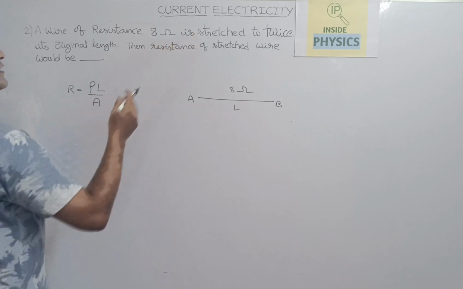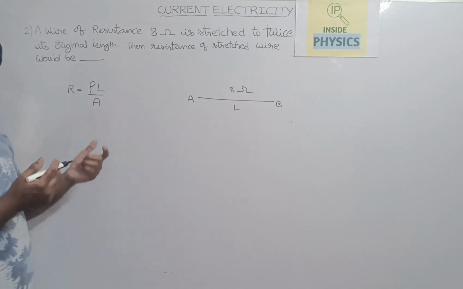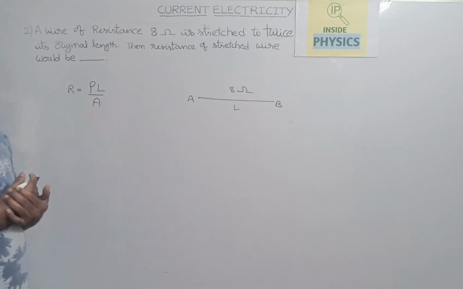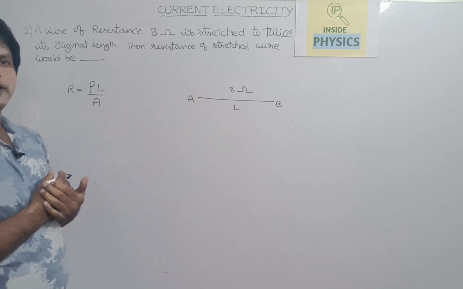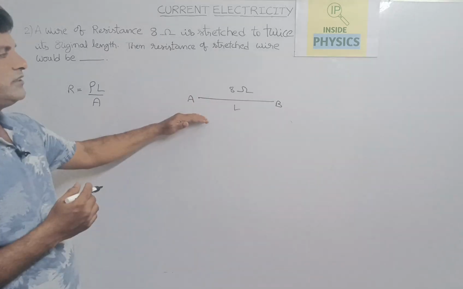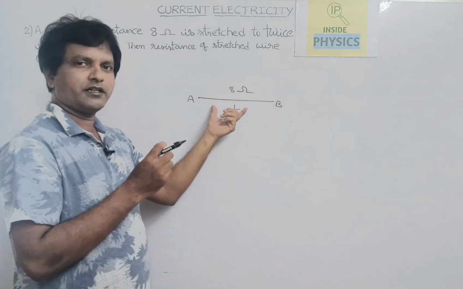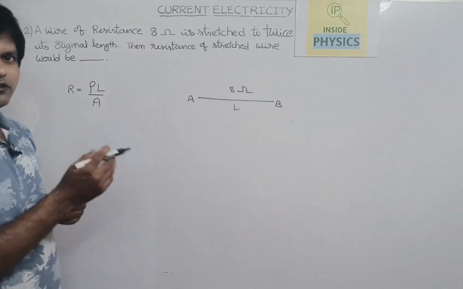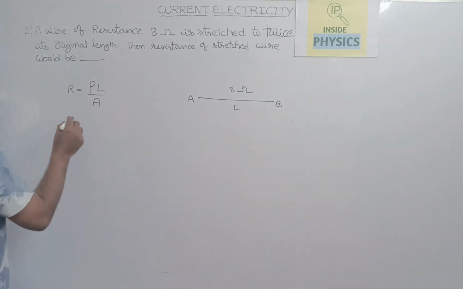Here what is given? The wire is stretched to double its original length. That means if you consider the resistance after stretching the wire, do you think that it is increasing or decreasing? Mention in the comments before getting the answer: if you stretch the wire, it becomes thinner and thinner, will the resistance increase or decrease? We will calculate here and we will know how it will be.